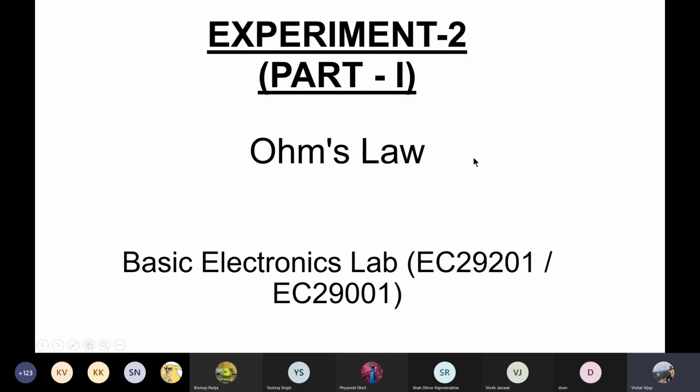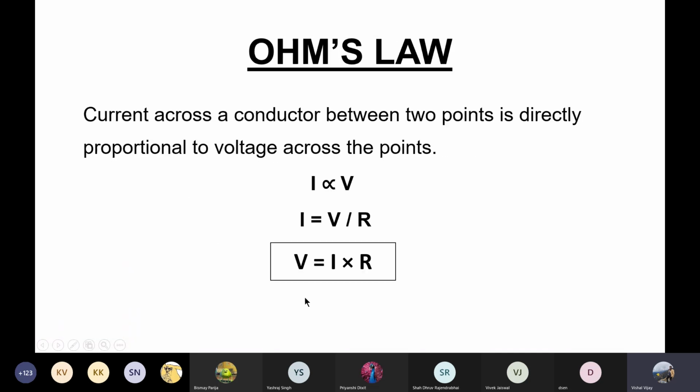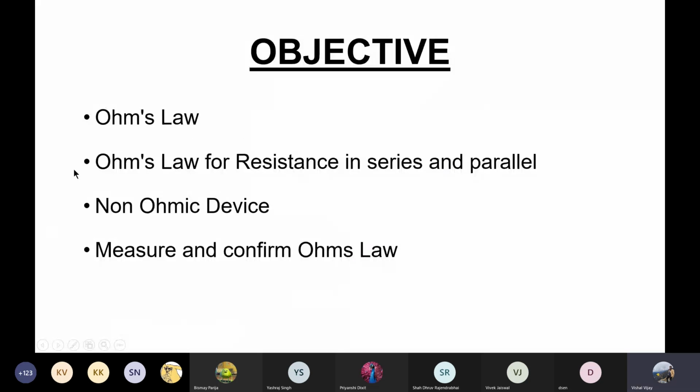This is your experiment 2, and it is divided into two parts. The first one is Ohm's law, and the second one is RC circuits. This is Ohm's law, experiment 2, part 1. You all know what Ohm's law is, and the objective of this experiment is to define Ohm's law, define Ohm's law for resistances in series and parallel, and see how Ohm's law behaves in non-ohmic devices, and finally we will measure and confirm Ohm's law in VLabs.